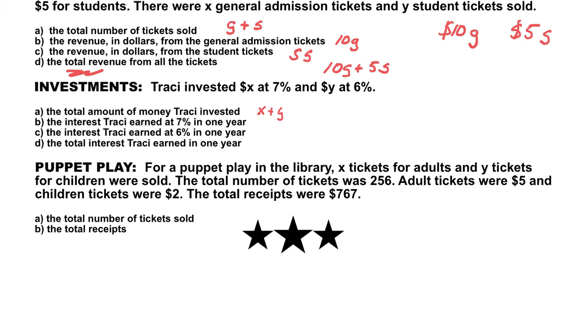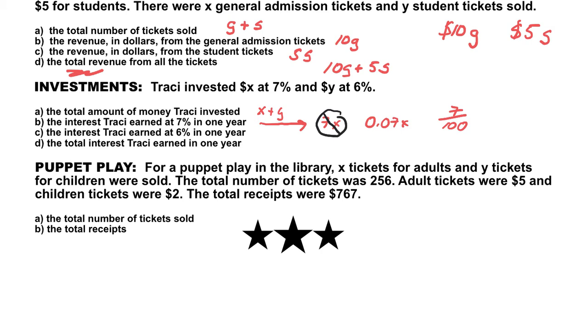And the interest Tracy earned at 7% in 1 year. The mistake I often see is 7x, but that would actually be 700%. So this one is actually wrong. So be careful here. What you're looking for is 7%, which is 0.07x. Remember that that represents 7 over 100, 7%.